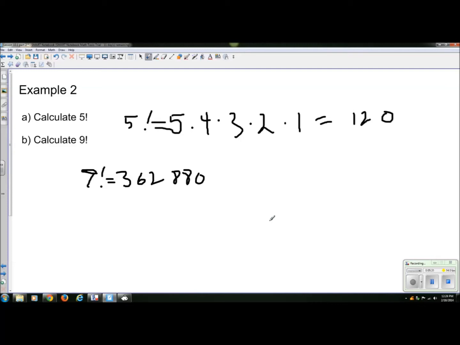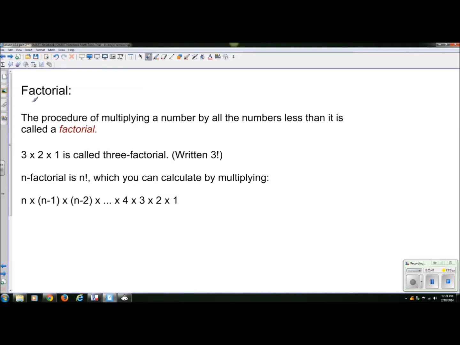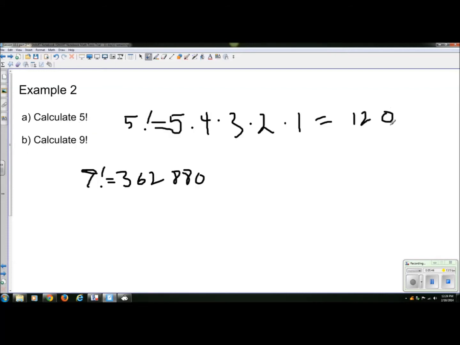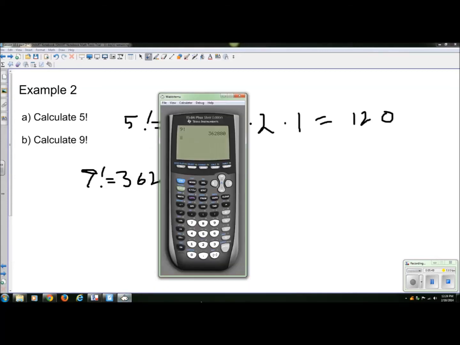You'll notice that factorials get really big really fast. In our previous example, 3 factorial is just 6, 5 factorial is all the way up to 120, 9 factorial is in the hundreds of thousands, and you can actually totally freak your calculator out by doing big factorials. Like 100 factorial doesn't seem like it's going to be huge, but it is in fact enormously huge. Your calculator has received so much multiplication that it can't handle it.